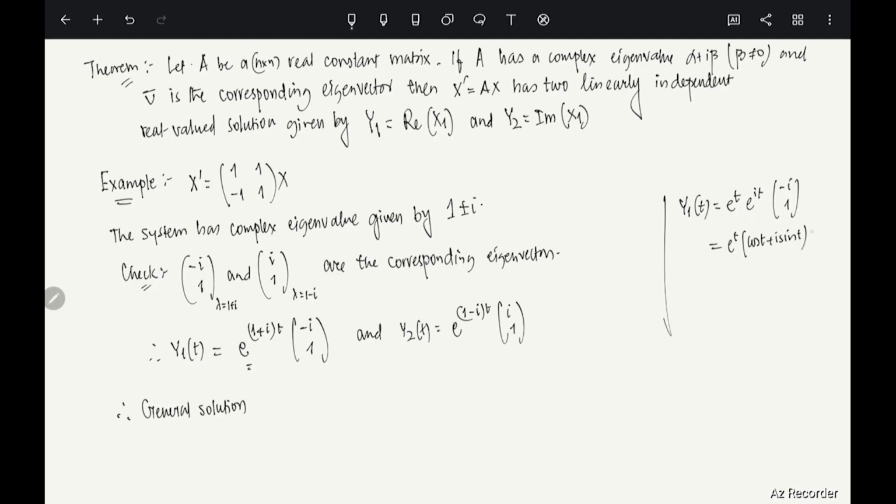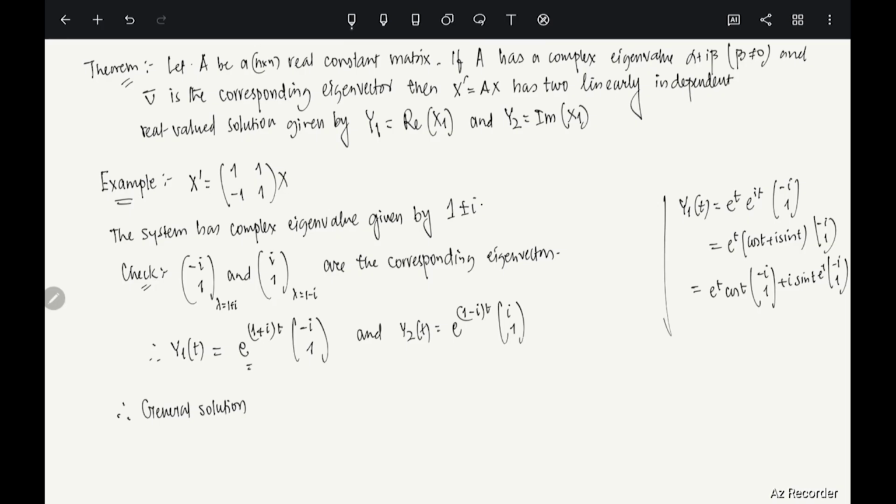Clear? And then minus i and 1. Okay, so it is e to the power t cosine t minus i 1 plus i sine t e to the power t minus i and 1. Yeah, this is what we are going to get.